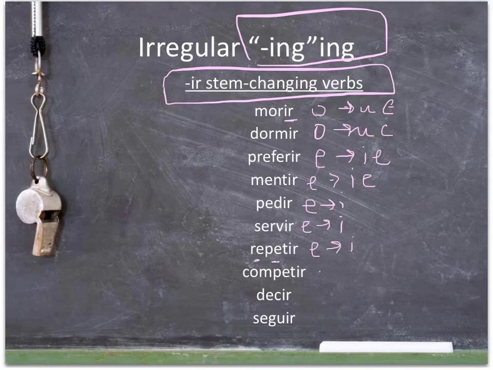Competir is an E to I, which is confusing because it has an O in it. Make sure that you remember that this is where its stem changes, and it means to compete. Decir is to say or tell, and that one's an E to I. And seguir is an E to I verb as well, and it is to follow.